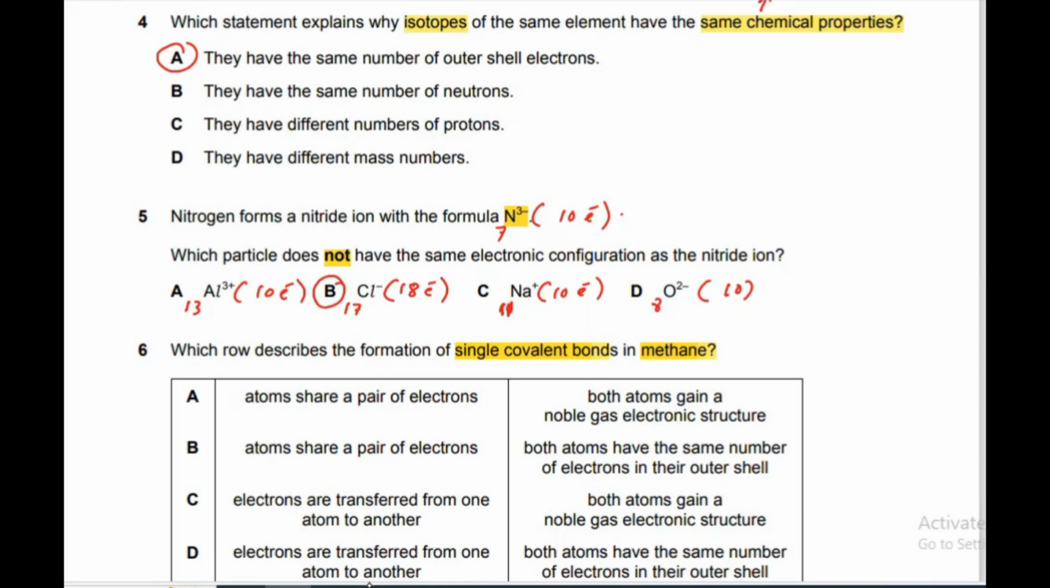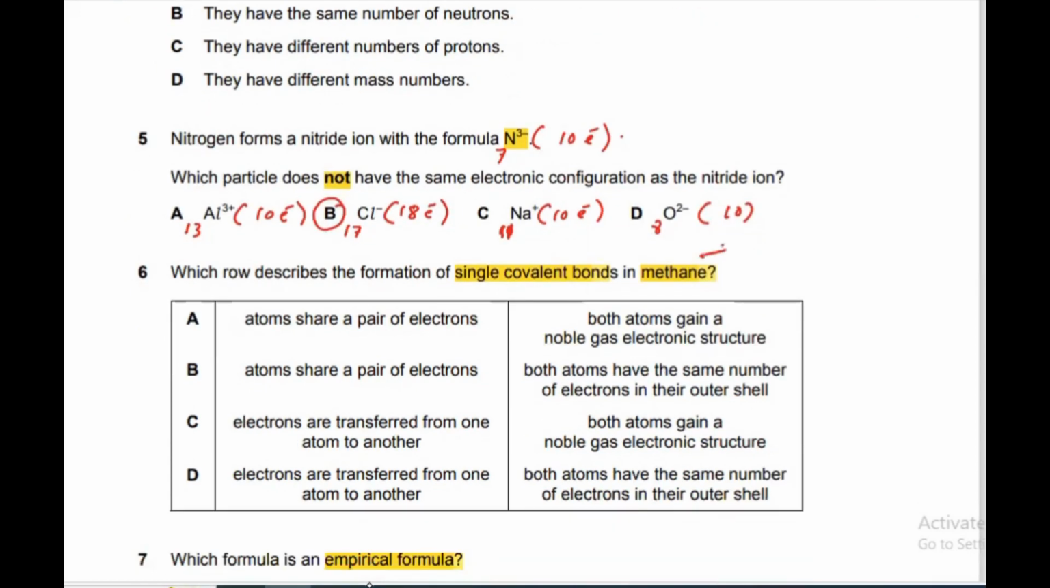Which row describes the formation of single covalent bonds in methane? Methane is CH4. So carbon makes 4 single covalent bonds with hydrogen. And this covalent bonding is the sharing of electrons. Electrons are not transferred. So you can eliminate C and D because electrons are shared. Atoms share a pair of electrons.